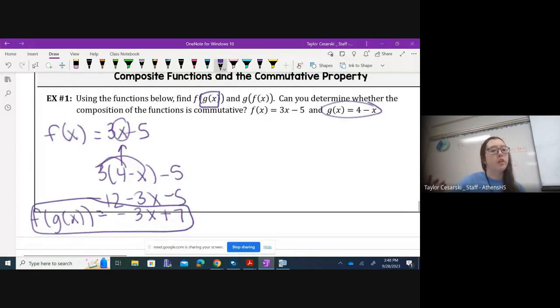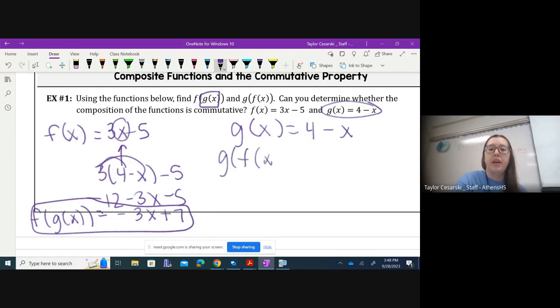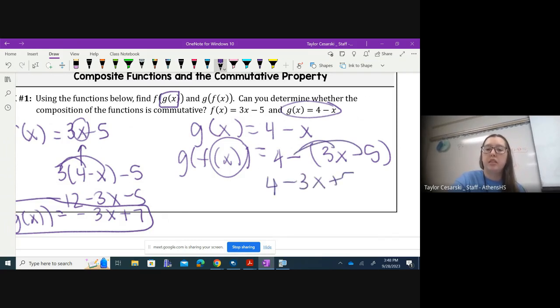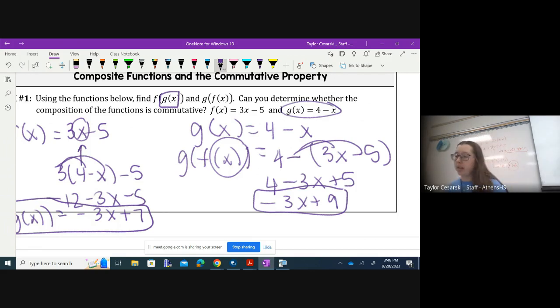Okay, now let's go backwards. So we know g of x is 4 minus x. So to get g of f of x, I'm going to plug in f of x. 4 minus (3x minus 5). I can distribute, 4 minus 3x plus 5, or negative 3x plus 9. Again, those are not the same thing, so it's not commutative most of the time. You can't go back and forth and have it equal the same answer.